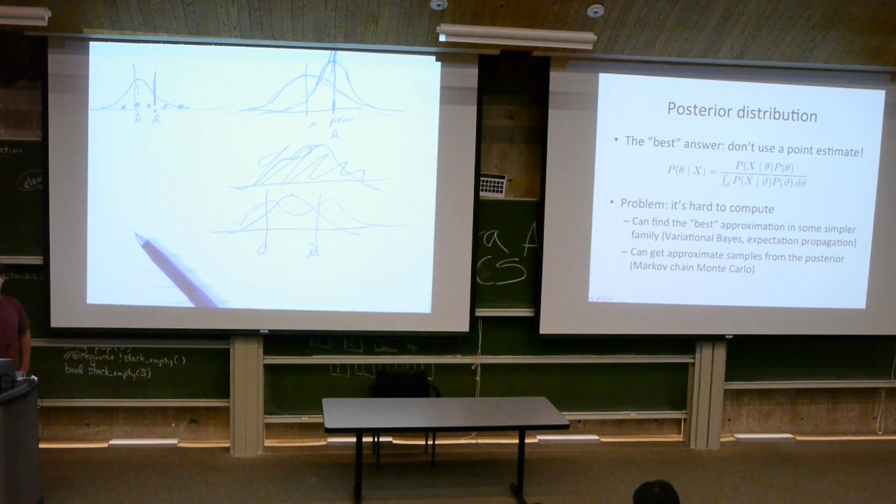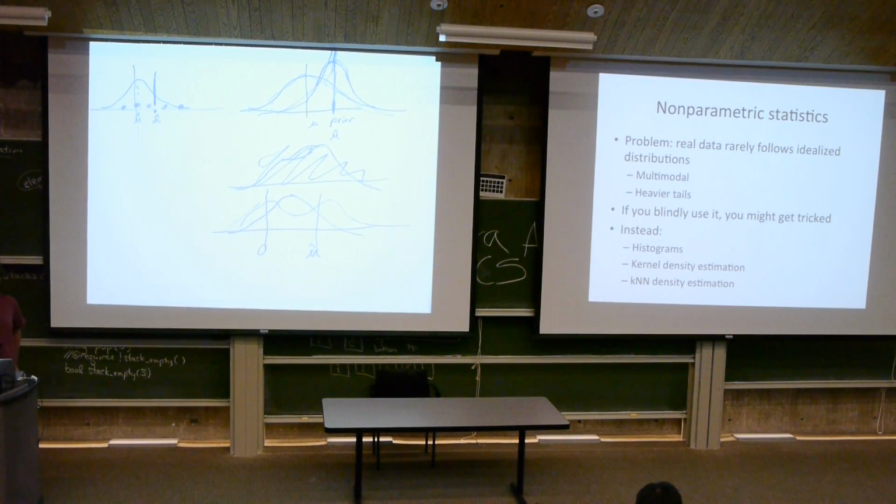So there are various things you can do. We mentioned MCMC sampling. We can get samples from the posterior, and then you can answer questions based on those samples. You can also do various things to approximate the posterior distribution and then find the best approximation. So variational Bayes is the most common of those, and we'll talk about that later in the class.